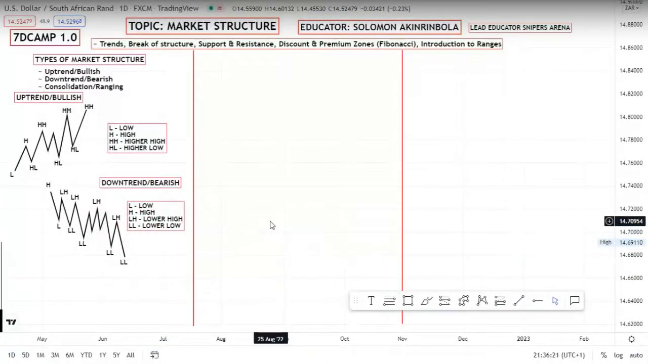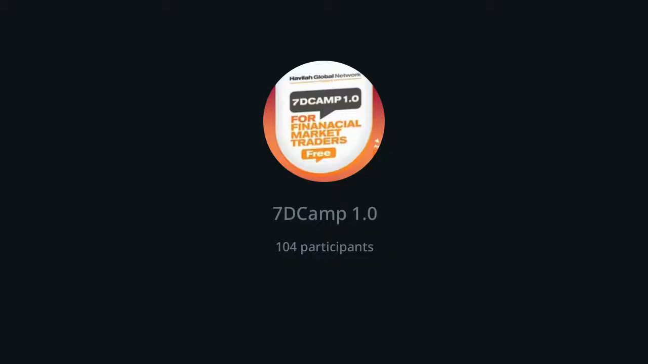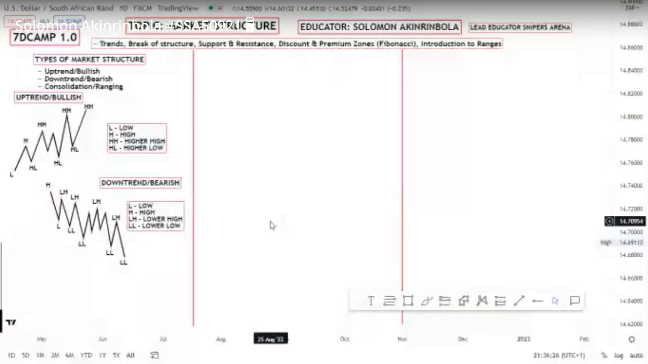Guys, if you don't understand what I just explained about the downtrend or bearish market, drop a 555 in the chat. Drop a 555 in the chat if you don't understand. Oh, good. Everybody understood. Awesome. I'm glad. All right, so that's that for that.